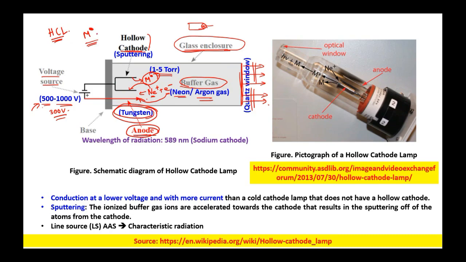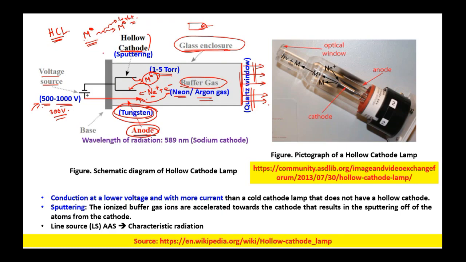it loses its energy and comes to its ground state, and during the conversion from the high energy state to the ground state, it emits light, and this light would be the spectral lines that we have seen.